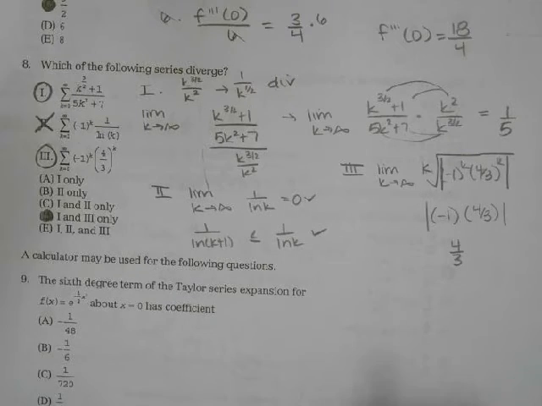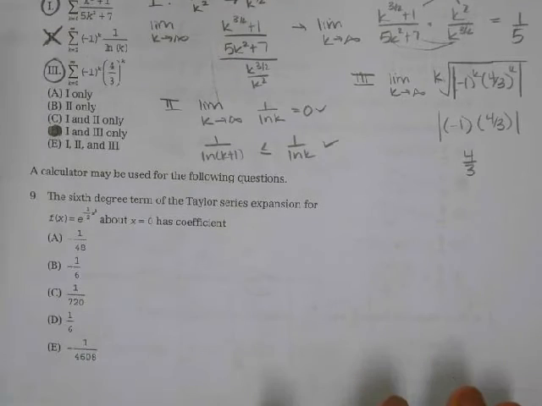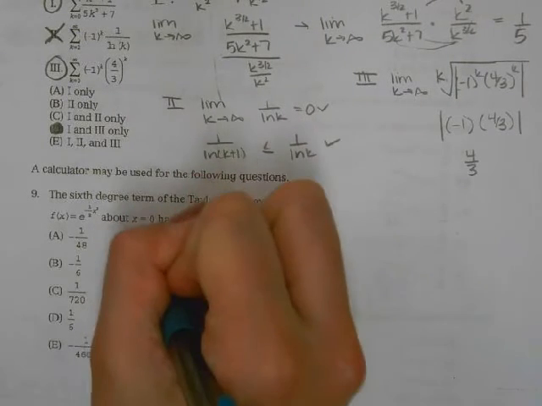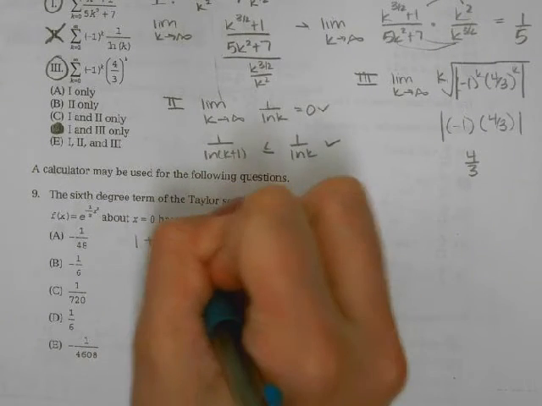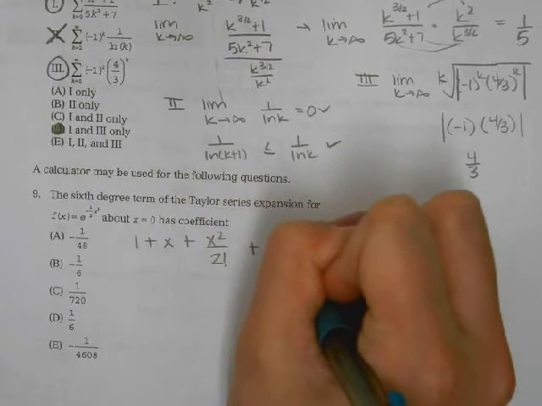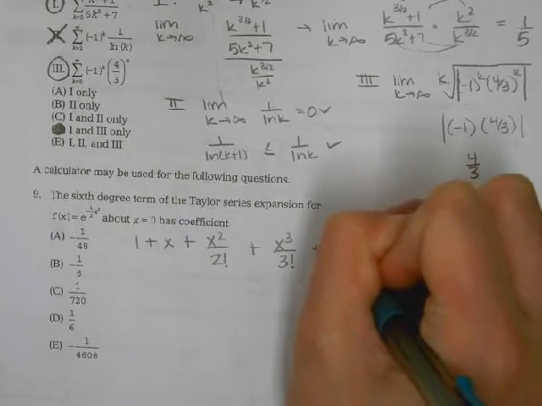All right, the next one wants us to do the 6th degree term of the Taylor series expansion. It's centered around 0, so it's actually a Maclaurin series. And this is e to the x. So I went ahead and wrote out e to the x. So that's 1 plus x plus x squared over 2 factorial plus x to the 3rd over 3 factorial.